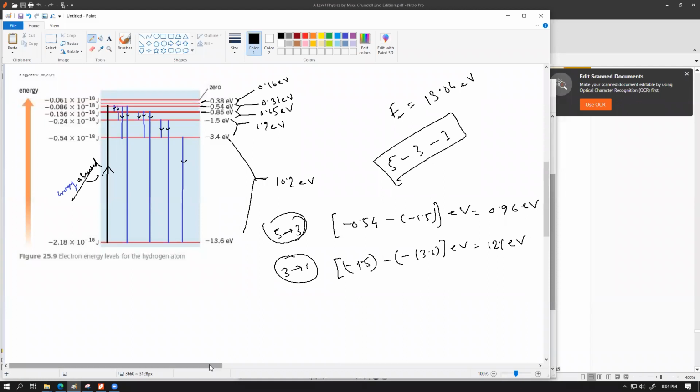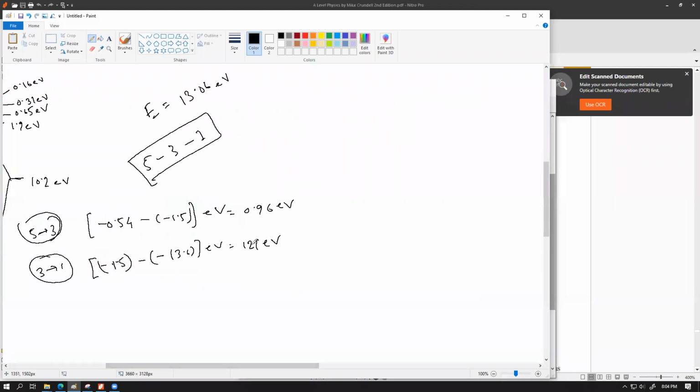This is the amount of energy, the photon values we're going to get from these two individual jumps. Now you can try to calculate the relevant frequency for these two energies. Now here comes the photon calculation.